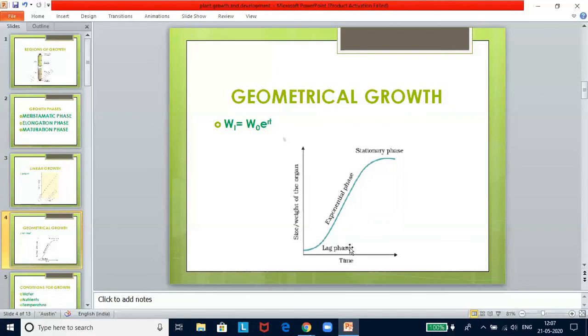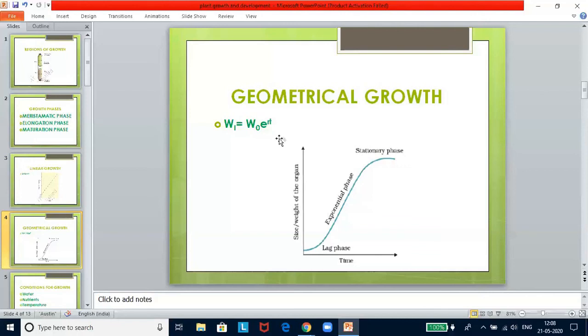So they can ask you to identify these as A, B, and C, and this is given by the equation W1 = W0 e^(rt). Now this is very, very important. Now W1 is the final size, W0 is the initial size, r is the growth rate, and t is the time of growth, and e represents the base of natural logarithms.